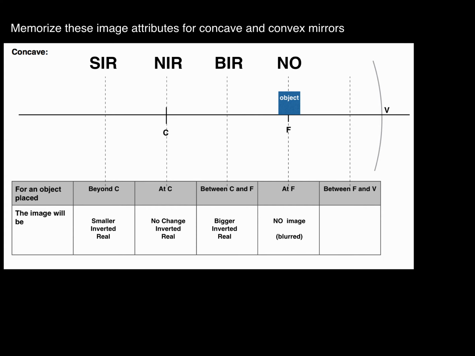No image. And if you place the object between the focus and the vertex of the mirror, you will have an upright image that is bigger but inside the mirror, which means it's virtual. Or LUV, love: larger, upright, and virtual. So memorize SIR, NIR, BIR, no, love for a concave mirror. For a convex mirror, the image will always be the same, SUV: smaller, upright, and virtual.